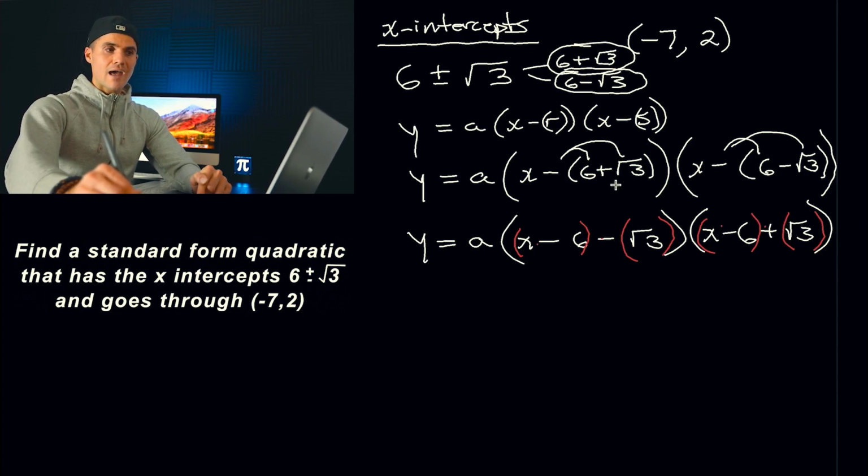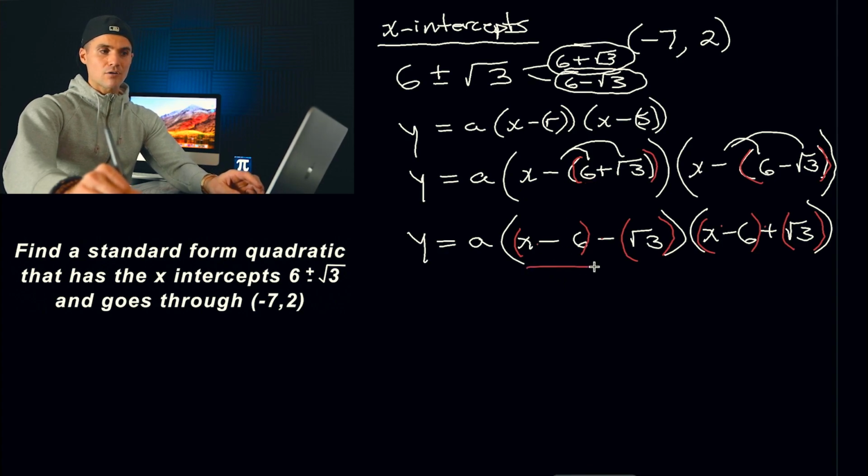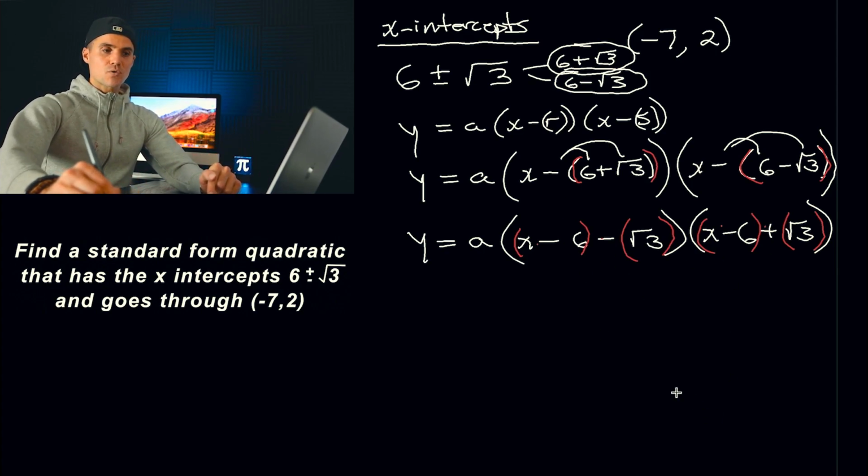Notice that the brackets were initially around 6 plus root 3 and 6 minus root 3. After we distributed the negative, we shifted these brackets around. Now we grouped the x minus 6 together in brackets, and the root 3 goes in its own bracket. And this is a difference of squares. If you remember, the formula for a difference of squares is (m minus n)(m plus n) equals m squared minus n squared.